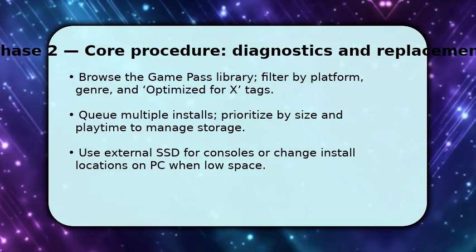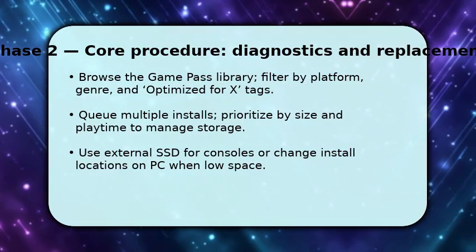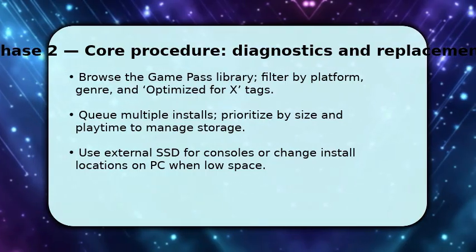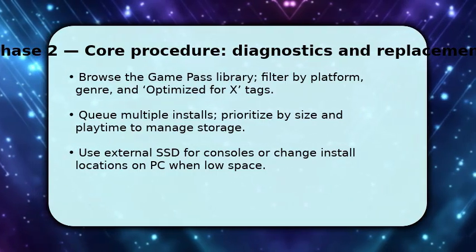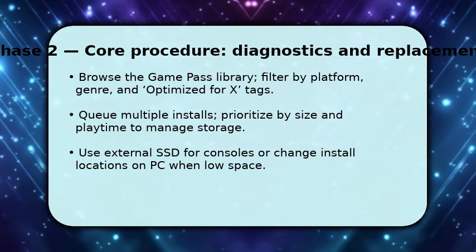If storage is tight, attach an external SSD to consoles or change the PC install location so large AAA titles don't block updates. Also, enable background downloads and let the app manage updates. This keeps games ready when you are.